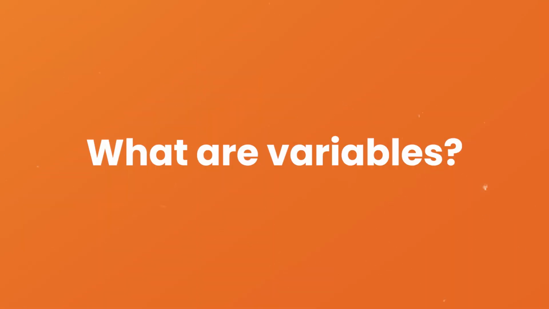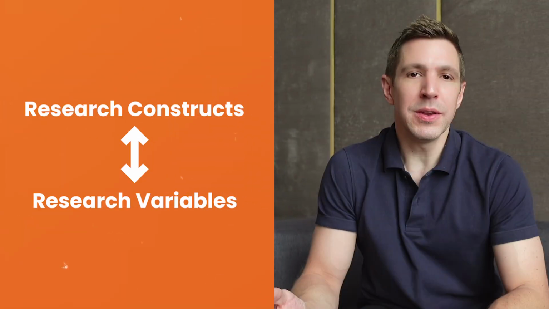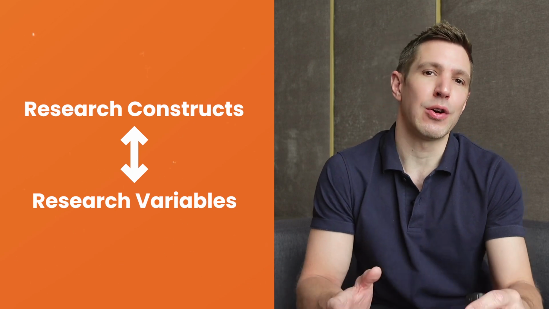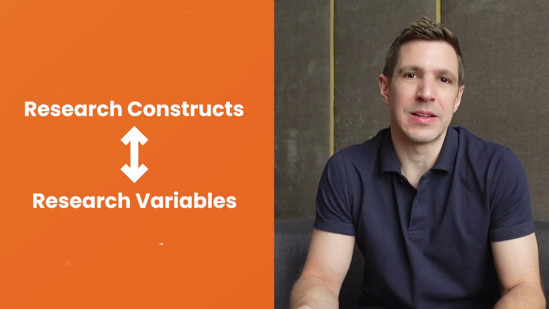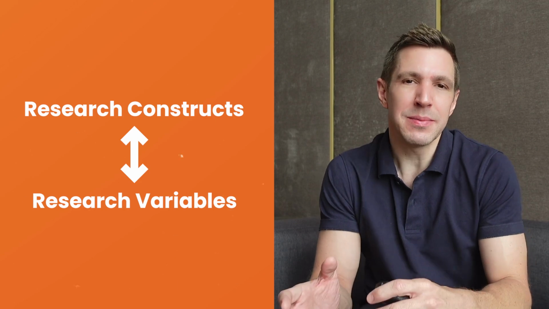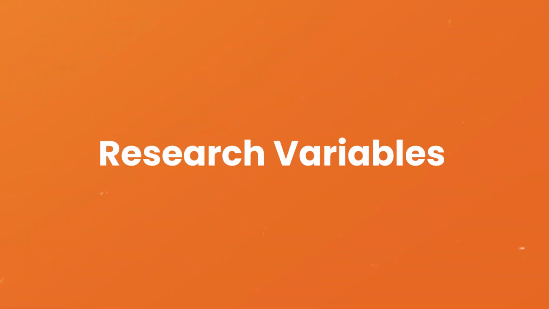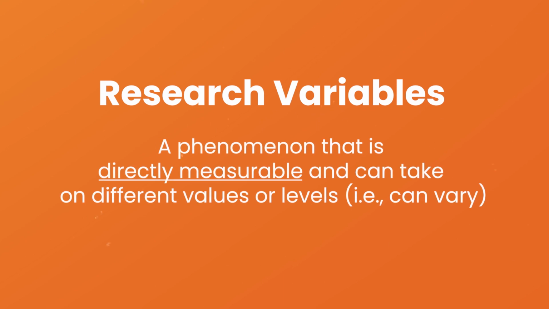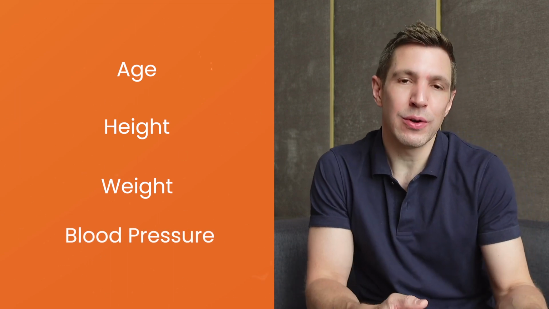Now that we've looked at constructs, let's move on to variables. Now, it's worth mentioning that within research, the terms construct and variable are often used quite loosely and sometimes even interchangeably, but as I mentioned, they're not the same thing. A variable refers to a phenomenon that is directly measurable and that can take on different values or levels. For example, things like someone's age or height or weight and even their blood pressure would all be considered variables, as these things can be directly observed and quantified using some sort of measurement instrument.